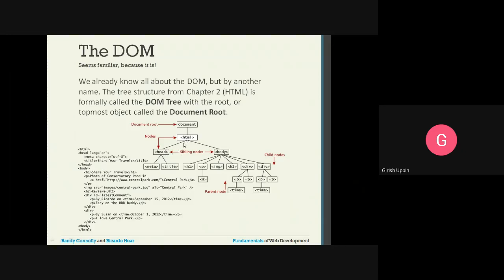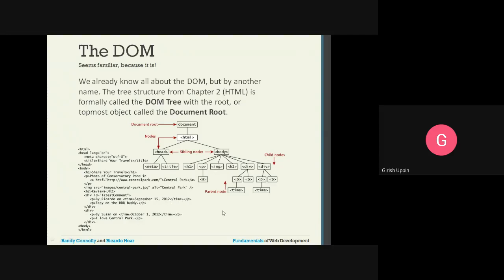Now if you see the structure, in HTML we have head and body. Inside the head I have two elements, meta and title. Inside the body, these are all siblings: h1, paragraph, image, h2, and two divs. Again, this paragraph has an anchor link. Then this div has two paragraphs, and the first paragraph has a time element. So you can see here the time element.